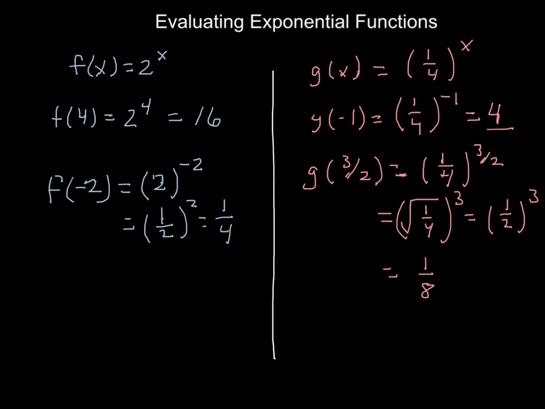The other one I want to find is g of 3/2. Now, when we have a rational exponent, the denominator tells us the root that we're going to use. The numerator tells me what I'm going to do to that value afterwards. So whenever I see one like this, I will take the root first and then the power second. So in this case, I can write 1/4 to the 3/2 power as the square root of 1/4 raised to the 3rd. Well, if I take the square root of 1/4, I get 1/2. And so 1/2 to the 3rd comes out to be 1/8.